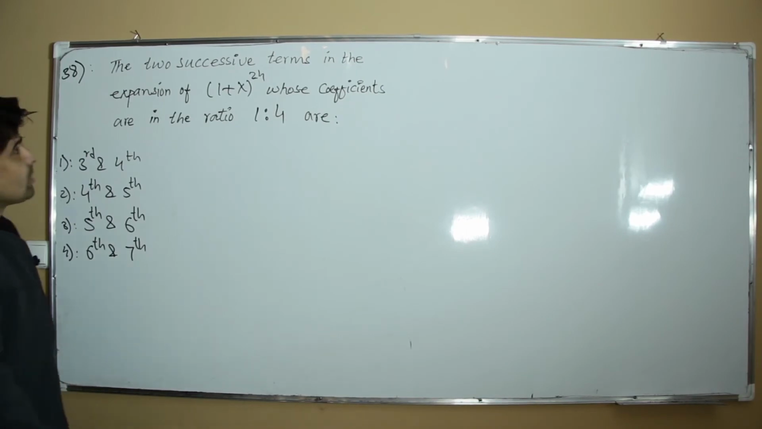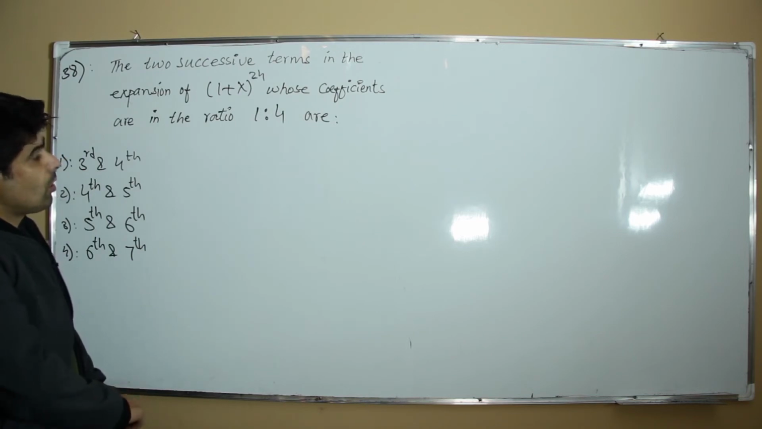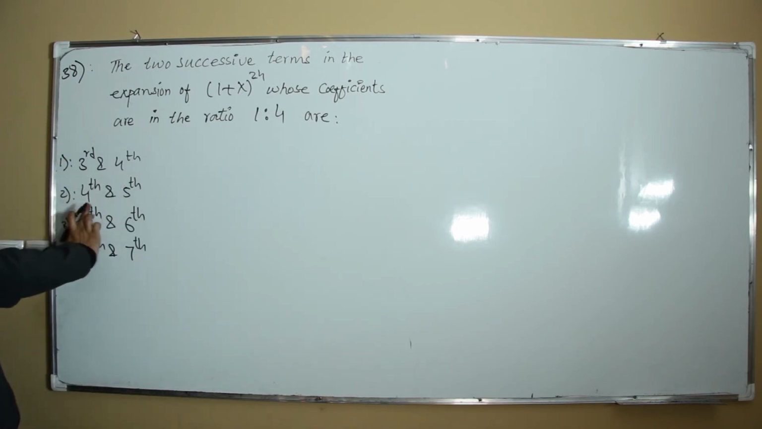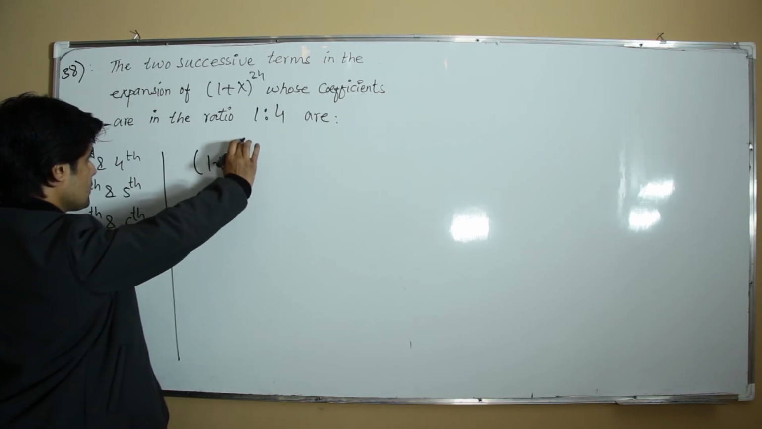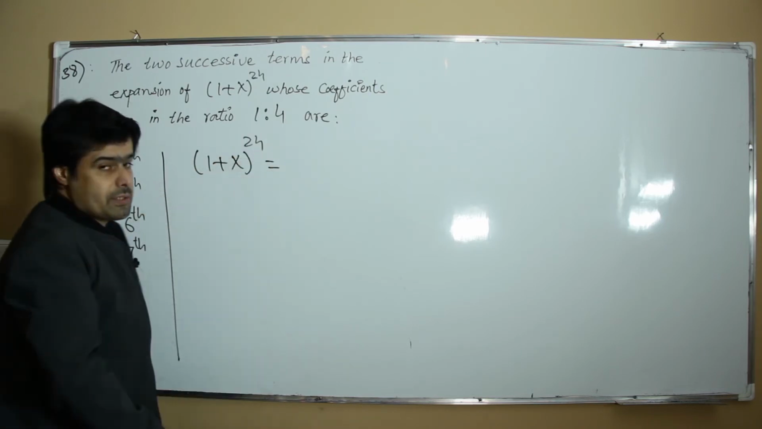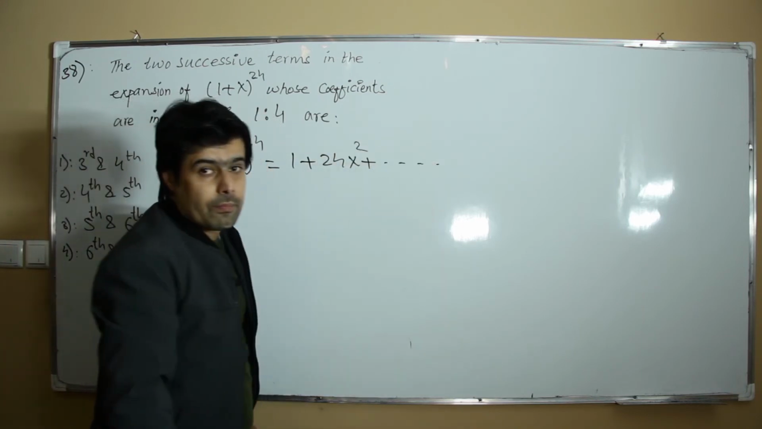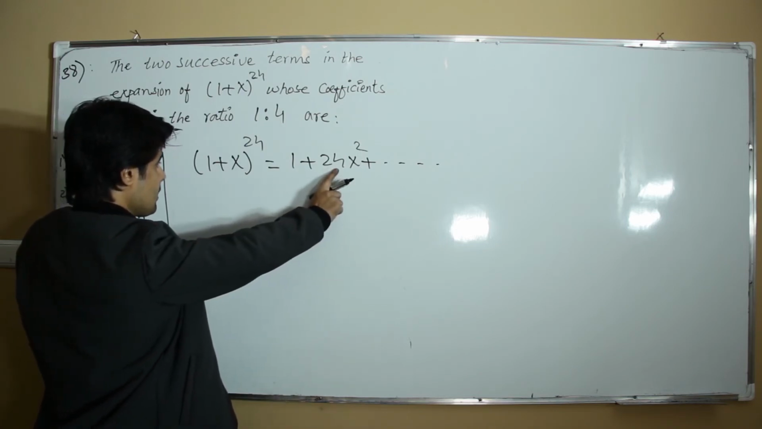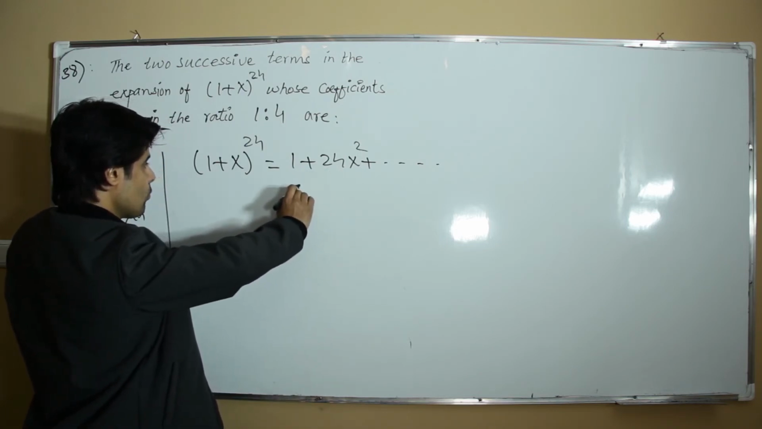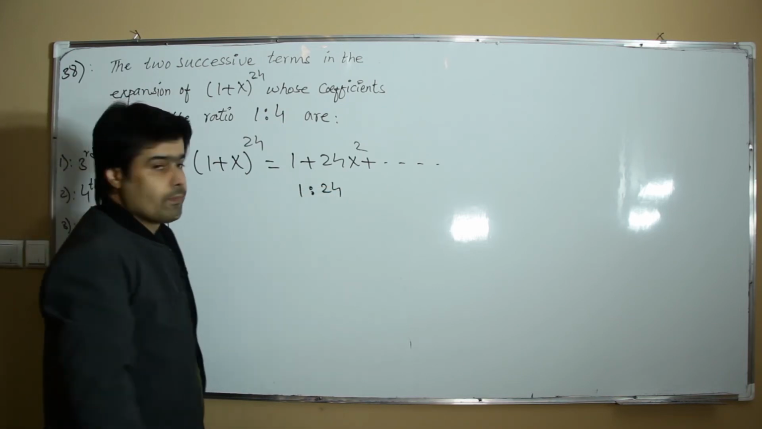Question 38. The two successive terms in the expansion of this one whose coefficients are in this ratio are: third and fourth, fourth and fifth, fifth and sixth, or sixth and seventh. What does it mean? If we want to talk about (1 plus x) raised to the power 24, what's the expansion? It's 1 plus 24x plus something. The coefficient of the first term and the second term are in which ratio? It is 1 divided by 24.